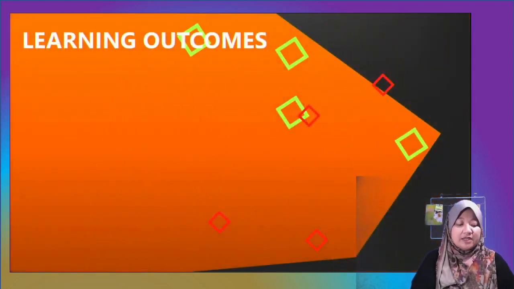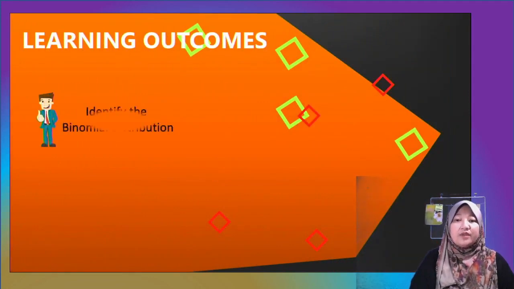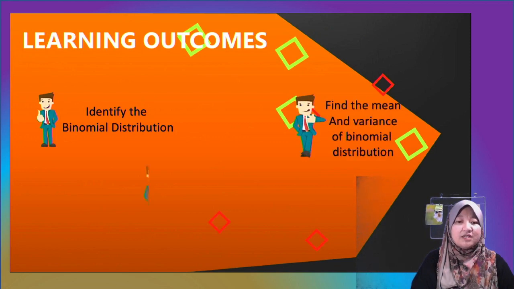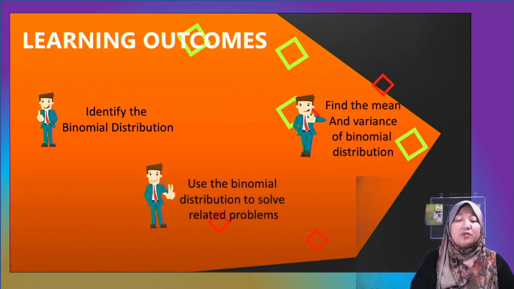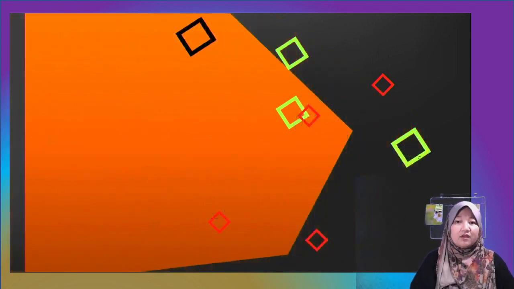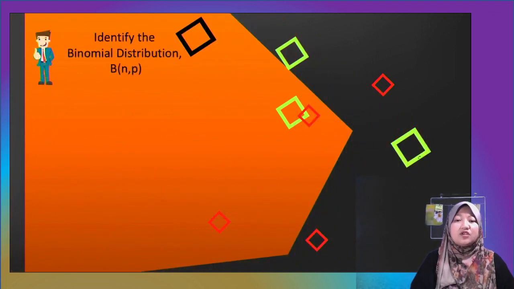So after this lesson, you should be able to, first, identify the binomial distribution. Second, find the mean and variance of binomial distribution. The third one is use the binomial distribution to solve related problems. Okay, first objective is identify the binomial distribution.